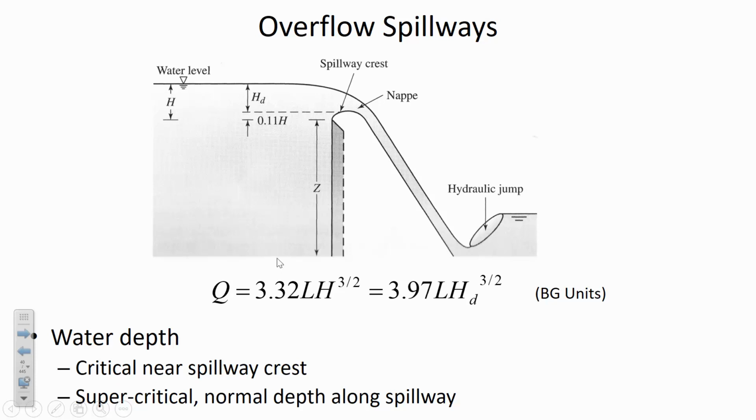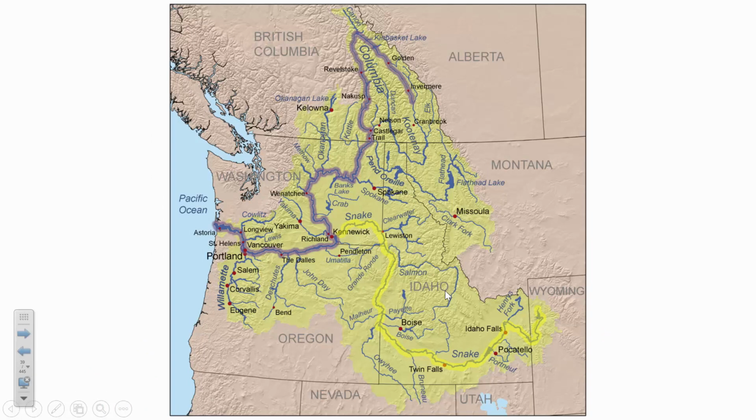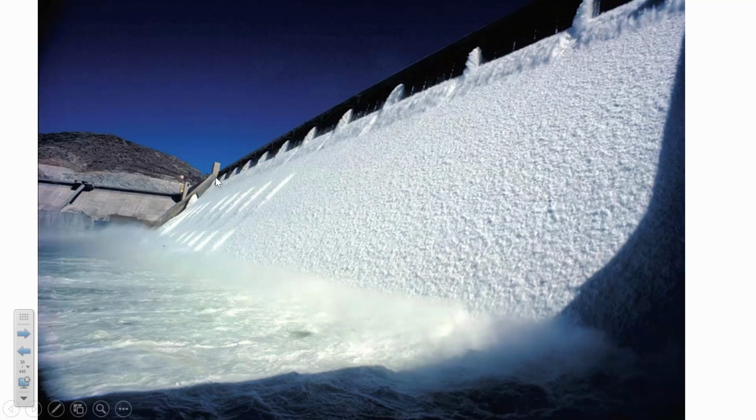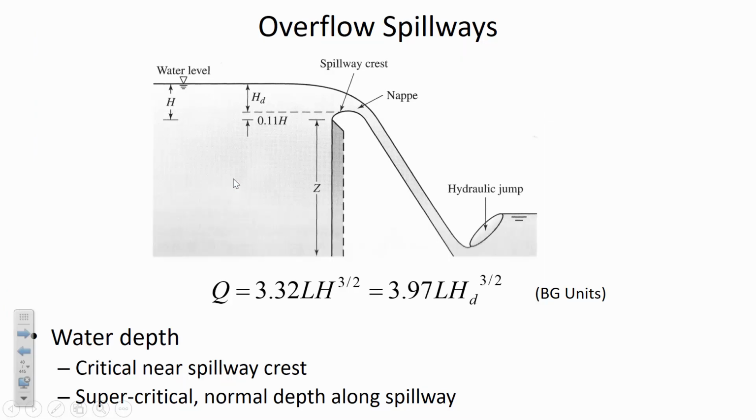So working in BG units, we have this equation that relates the length of the spillway, and so L, the length of the spillway that we're talking about, would be this distance. You can see the cursor here in the Grand Coulee Dam that has a very, very long spillway. And so L is the distance into the page that we can't exactly see in a figure like this.